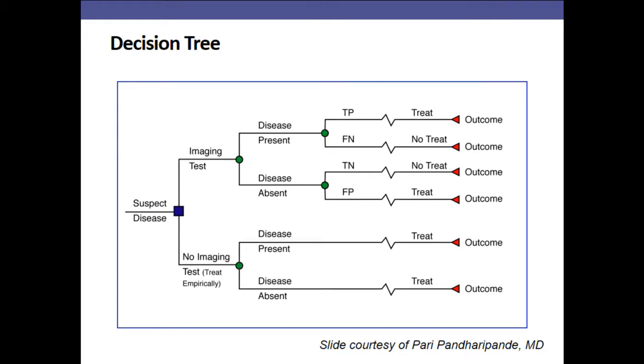So this is another slide from Dr. Pandarapandi's talk showing an example of a decision tree. And in this example, you have a test that's being administered once, so it's either test or no test, to a population that either has the disease or doesn't. So it's a one-time test with a static probability of disease.